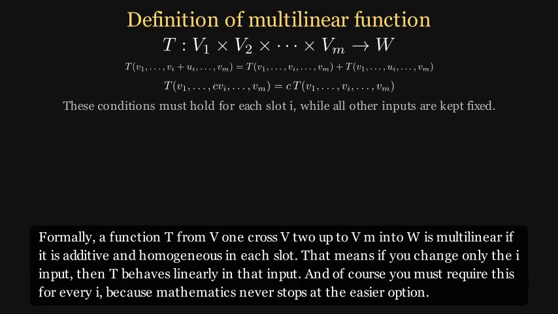Formally, a function t from V1 cross V2 up to Vm into W is multilinear if it is additive and homogeneous in each slot. That means if you change only the i-th input, then t behaves linearly in that input. And of course you must require this for every i, because mathematics never stops at the easier option.